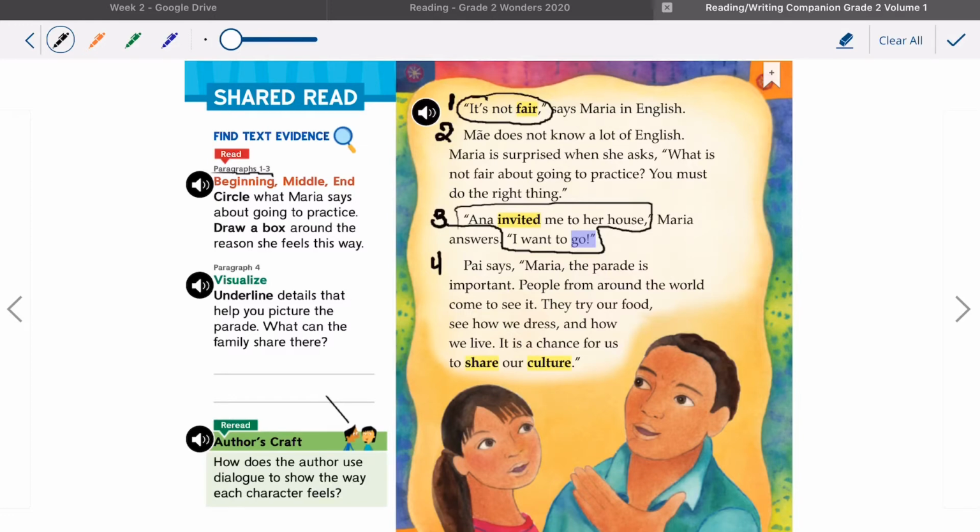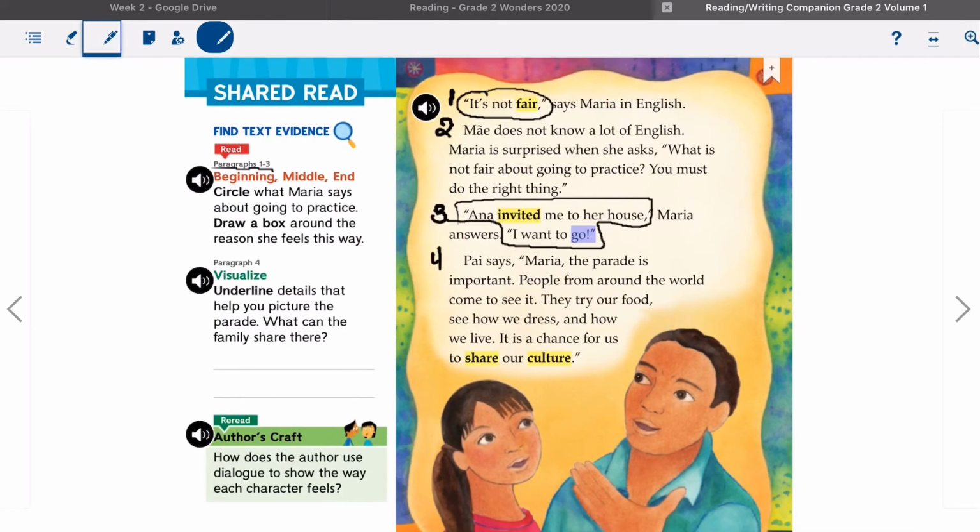All right, paragraph 4, we're going to visualize. What we're going to visualize is we're going to underline, turn on the tool. We're going to underline details that help us picture the parade. So we're listening for details that help us picture the parade. And we're going to talk about what the family can share at the parade.